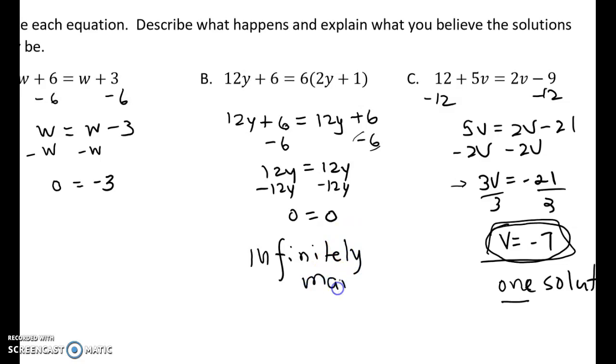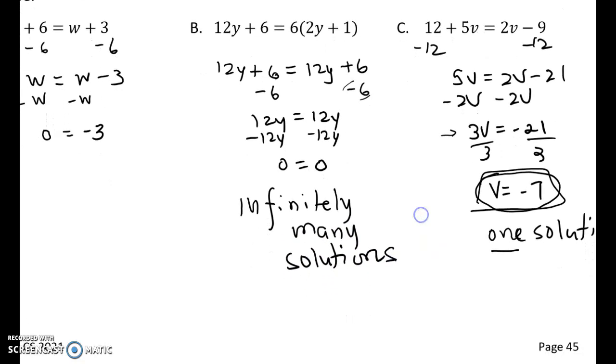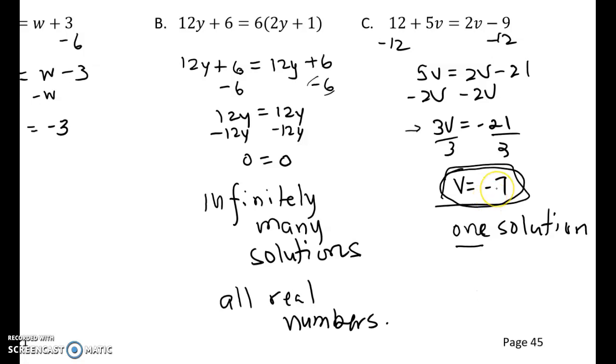infinitely many solutions. And you might hear some people say all real numbers. Basically this is saying that you can plug any number in for y and it's going to work. So we're talking about doing a check for part C where -7 is the only solution that's going to work. For part B, this is saying that you can plug in any number for y and it's going to check out.